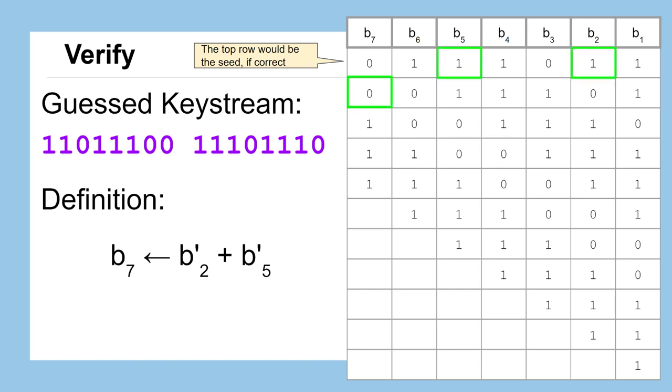And let's verify. 1 and 1 is 0. 1 and 0 is 1. 0 and 1 is 1. 0 and 1 is 1 again. And all the rows that we have appear to be correct.